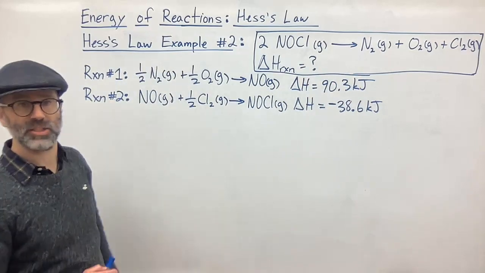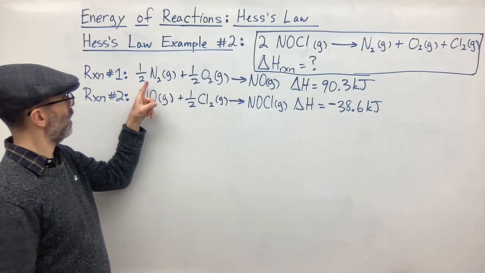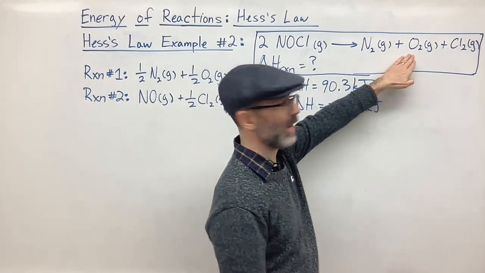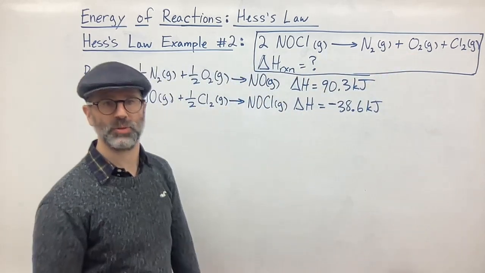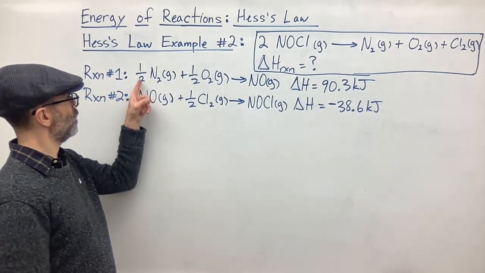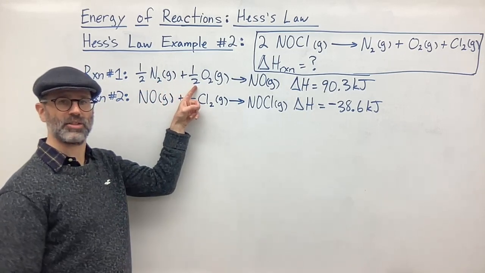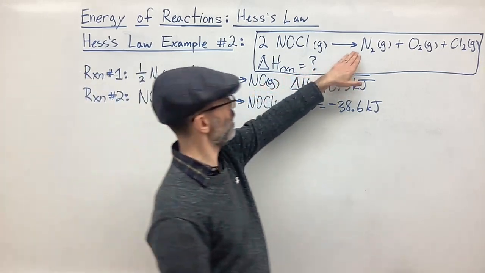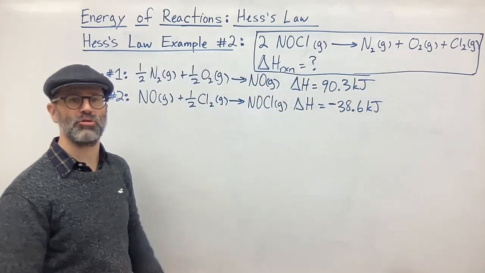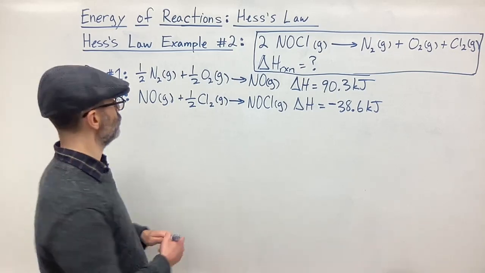So let's look at reaction number one. So reaction number one, you'll notice that I have N2 and O2 gas as reactants, but I want N2 and O2 gas as products. So we're going to have to reverse this reaction. The second thing you notice is that I have a coefficient of 1/2 in front of the N2, and I have 1/2 in front of oxygen. I want ones in front of N2 and O2. So we're going to have to multiply this equation by 2 to get rid of the 1/2 and end up with ones as coefficients.